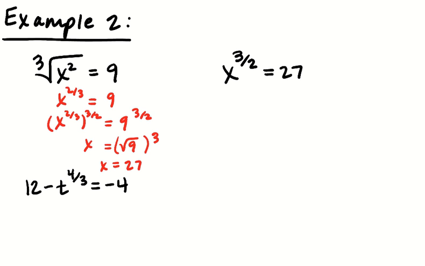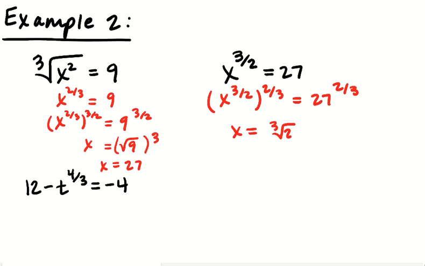And x to the 3/2 equals 27. Well, to get rid of that 3/2, I'm going to need to take both sides to the 2/3 power. Three halves times 2/3 is just 1 power of x. Remember, always deal with the denominator first. So 27 to the 1/3 is the third root of 27. That's looking like 3. And then I take that to the second power, and that gives me x equals 9.